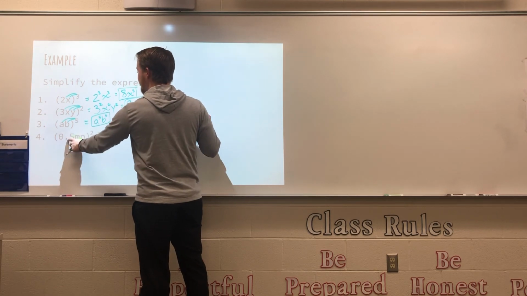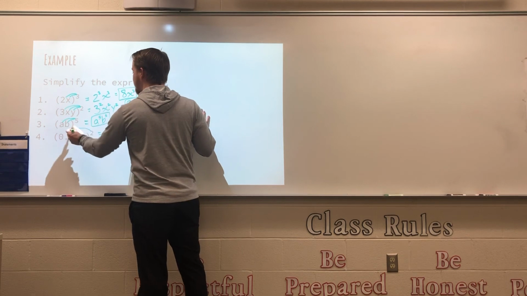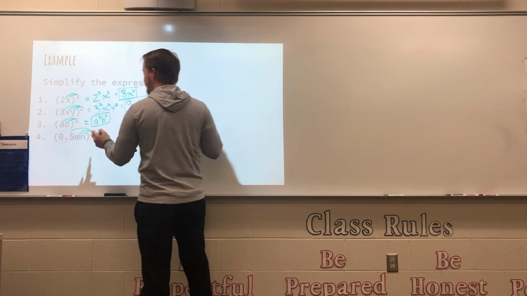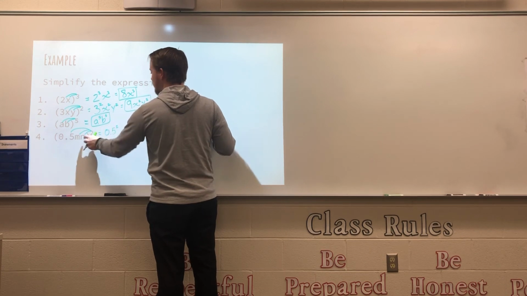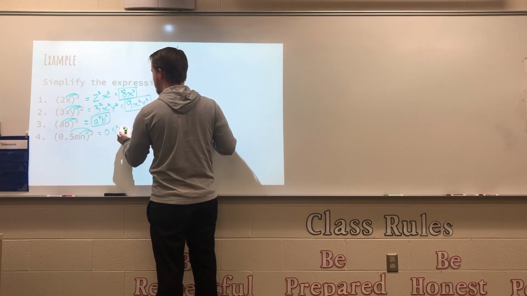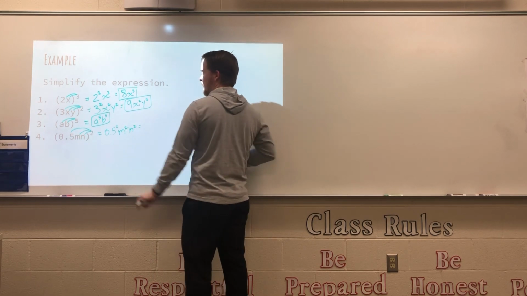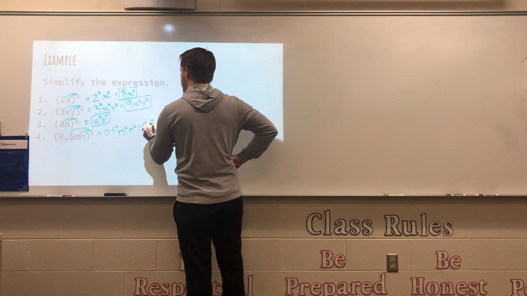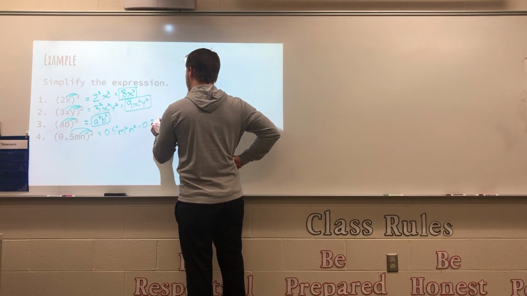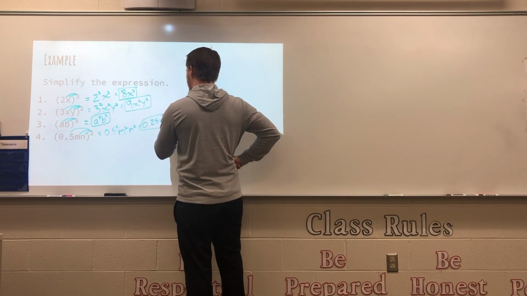Last one, 0.5 mn all to the second. So I take that to each part. First, I have 0.5 to the second, m to the second, and n to the second. Here I do have 0.5 to the second, so I can simplify that, and that is 0.25, and then I bring down m to the second, n to the second. So there's my final answer.